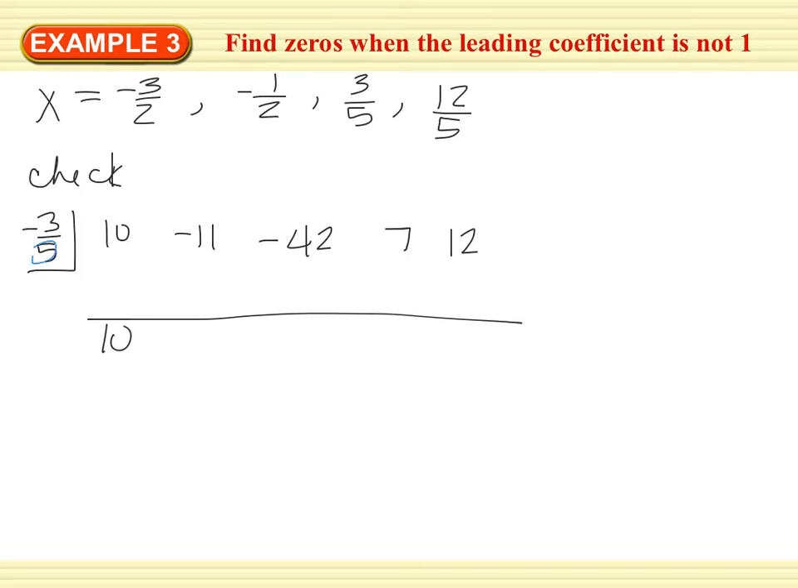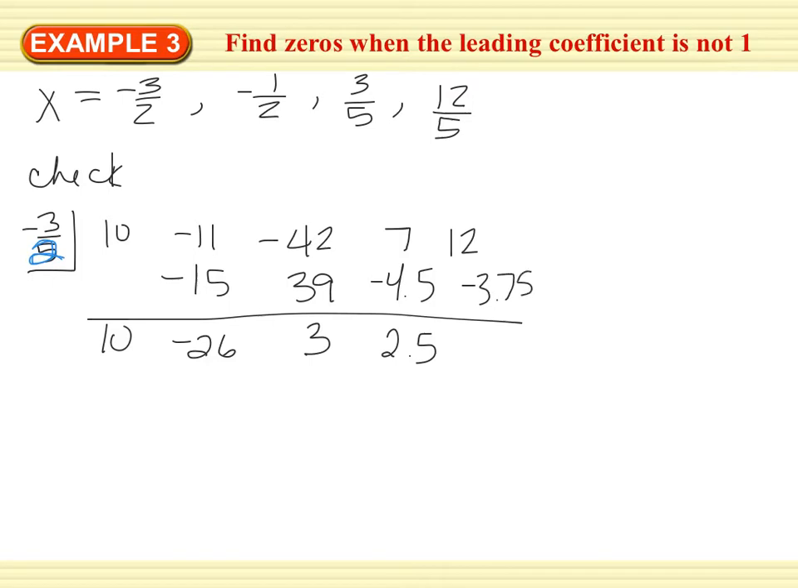Sorry, I just saw a mistake. That should be a 2. So multiply, add, multiply, add, multiply, add, and multiply, add. 8.25 is not a remainder of zero, so -3/2 is not a possibility.